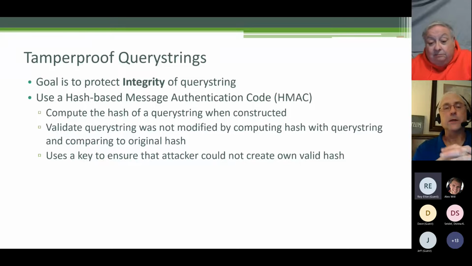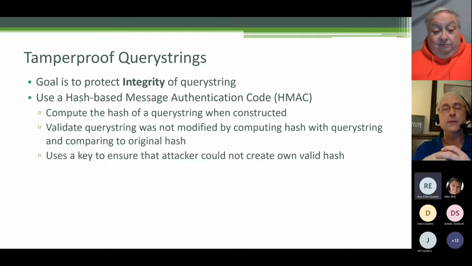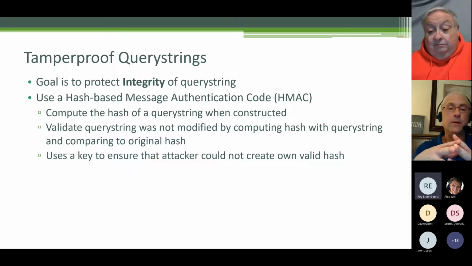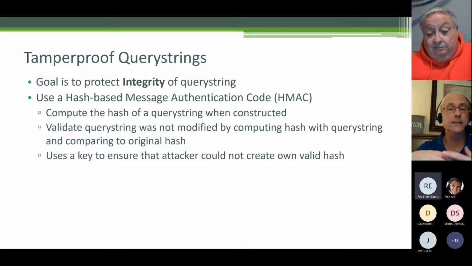So what's a good way to take advantage of something like this? I want to do what I call tamper-proof query strings. If you've ever been to a website, you look at the URL and it says customer number equals 123, for instance, you don't want anybody to be able to go there and say there's probably a customer 124. If they were to change the URL, they might be able to see data for someone else. That would be a problem.